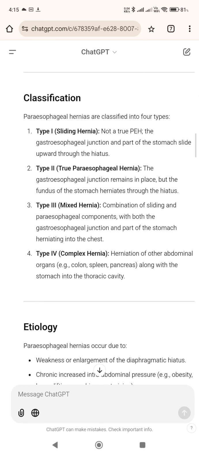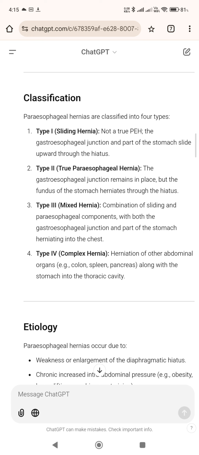Classification: paraesophageal hernias are classified into four types. 1. Type 1, sliding hernia. Not a true PEH. The gastroesophageal junction and part of the stomach slide upward through the hiatus. 2. Type 2, true paraesophageal hernia. The gastroesophageal junction remains in place, but the fundus of the stomach herniates through the hiatus.